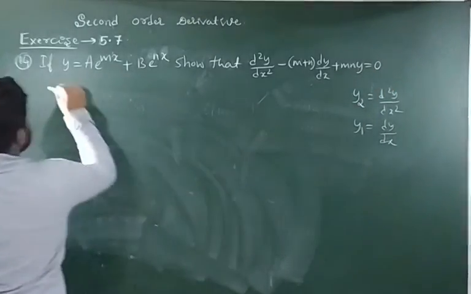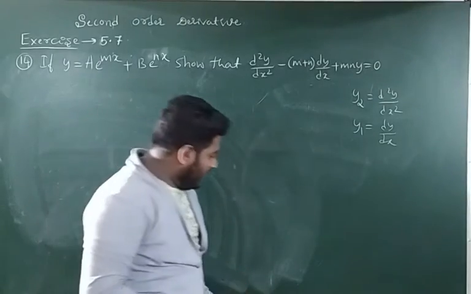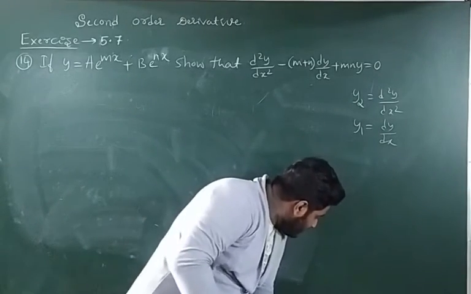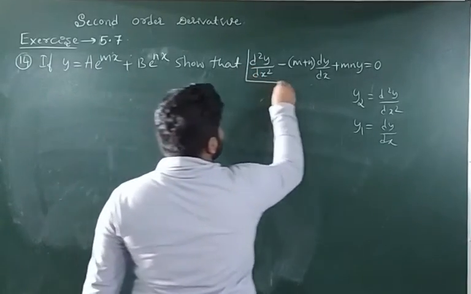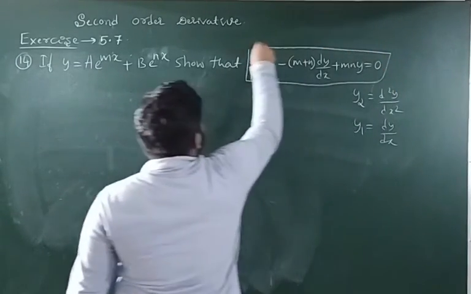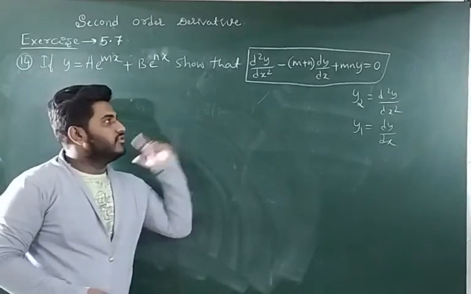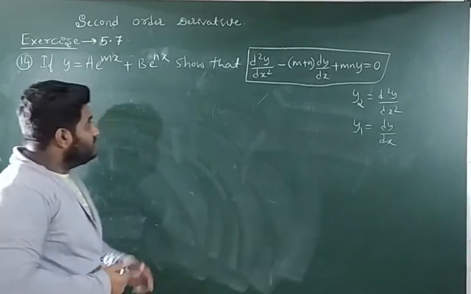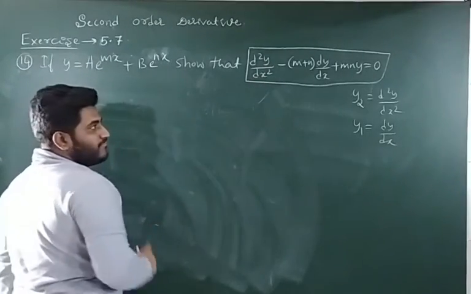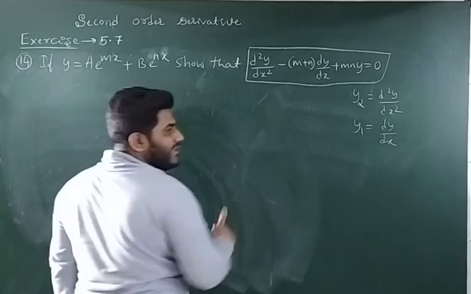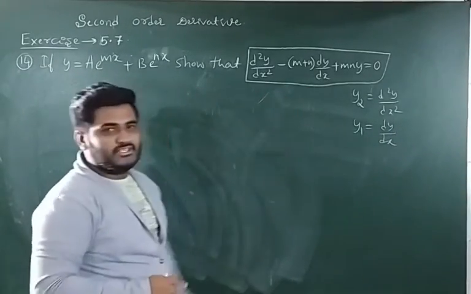So what is given here? y equal to a into e raised to mx plus b into e raised to nx. Show that d square y by dx square minus (m plus n) dy by dx plus mny is equal to 0. To show this, we have to calculate d square y by dx square, then calculate dy by dx, and substitute those values into this equation. We can get the 0 value.